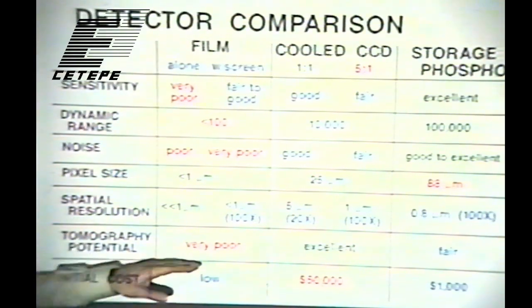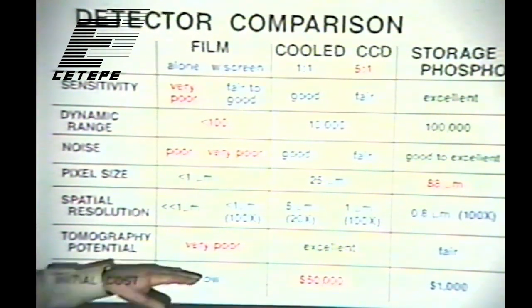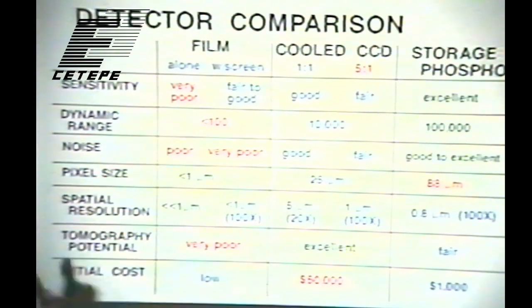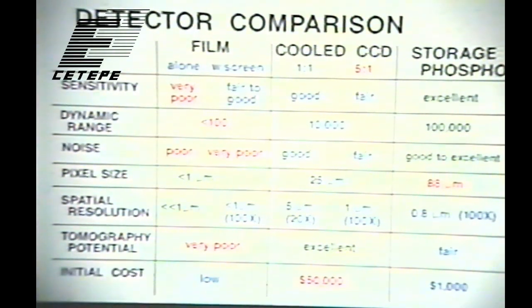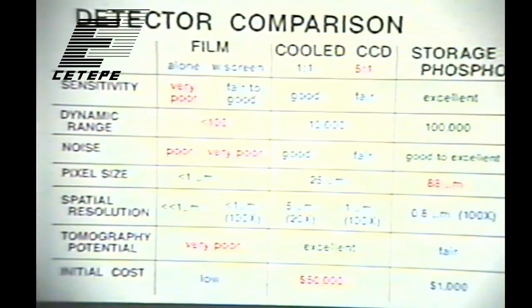For tomography, film is bad because you have to put it in a film processor and digitize it and all that. Cooled CCDs are excellent because your phosphor sits there below your X-ray source, as we'll see, and you rotate your sample around, and the CCD never moves. It sits in one place and takes all your data, so everything's perfectly registered.